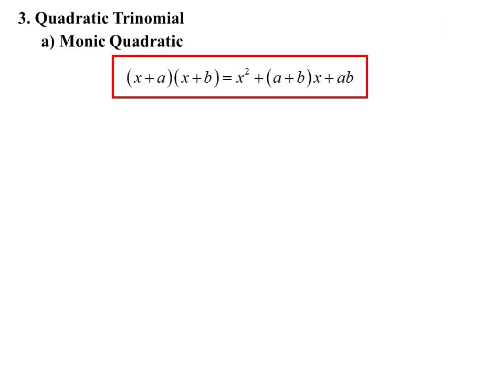Monic quadratic. Think of the final answer. The final answer is going to be a binomial product. If you were to expand the general one out, that's what you get. And this is why we ask ourselves what multiplies together to give the last number, what adds together to give the middle number. That's the basic idea behind solving a quadratic.